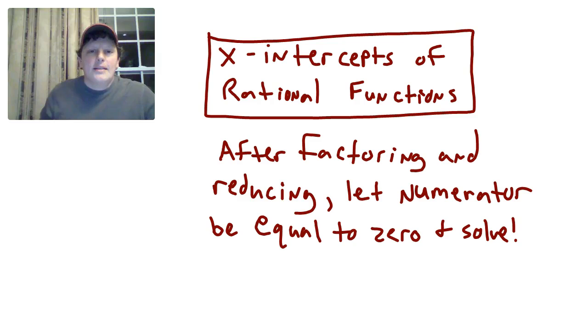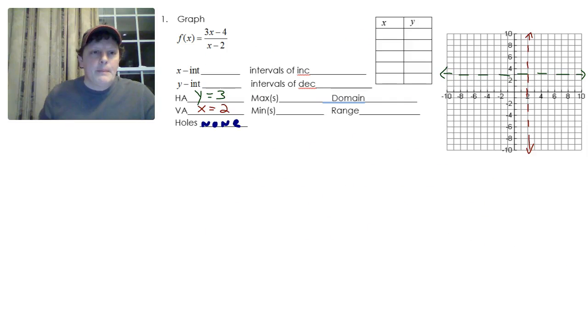In order to find the x-intercepts, basically, factor it. You've already done that because you looked for the vertical asymptotes. Reduce. You've already done that because you have looked for the holes. So you've done this kind of legwork already at this point. You just let the numerator that is left over after you factor and reduce be equal to 0 and solve. Very simple, very easy to do. I'll show you real quick.